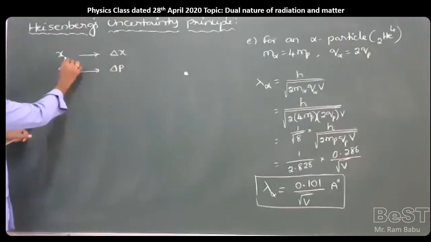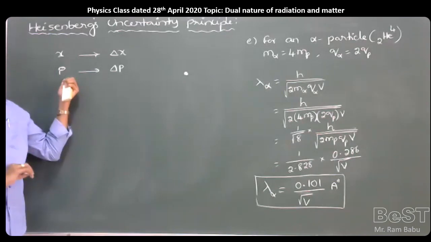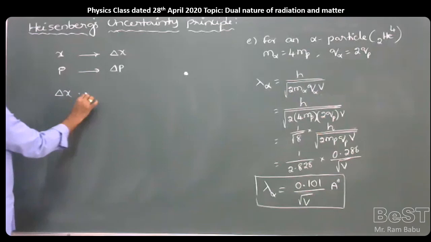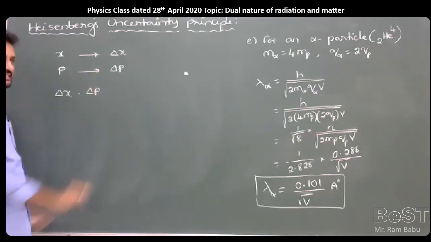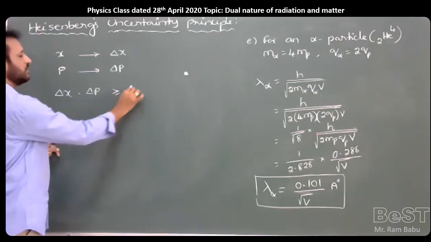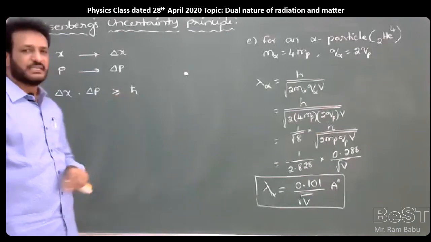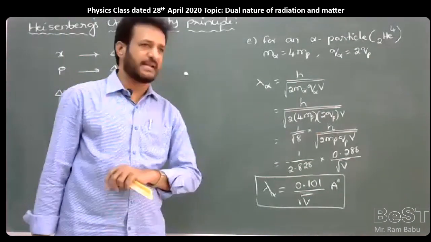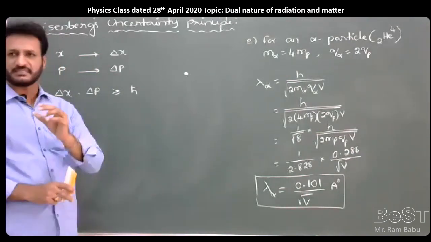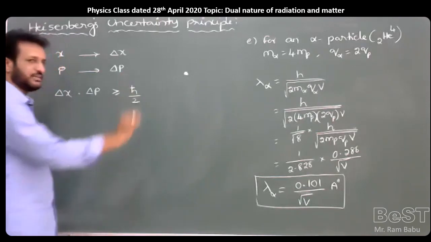If the x value is calculated exactly, then we cannot find momentum accurately. That means the product of delta x and delta p is always greater than or equal to h bar, where h bar is equal to h by 2 pi, h being Planck's constant. But in most rigorous, accurate experiments, it is equal to half of h bar, that is h bar by 2.